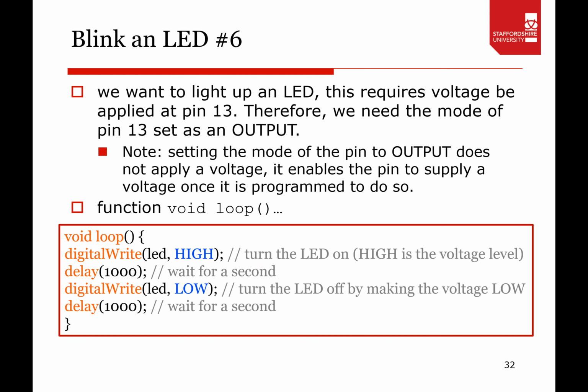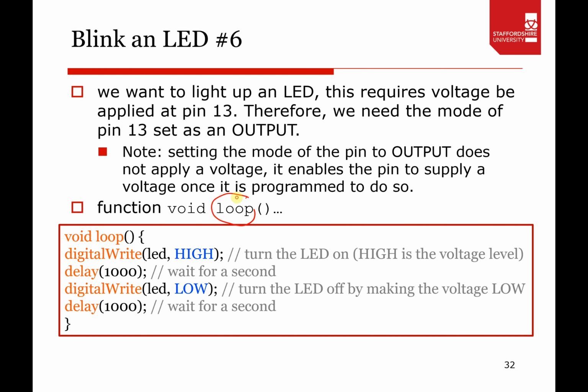And then we move on to the void loop. So we want to light up the LED, and this requires the voltage to be applied to pin 13. Therefore, we need the mode of pin 13 to be output, which we just did. Setting the mode of the pin to output doesn't actually give it a voltage. It just enables the pin to be supplied with a voltage once the program tells it to. So we do this in the void loop function.